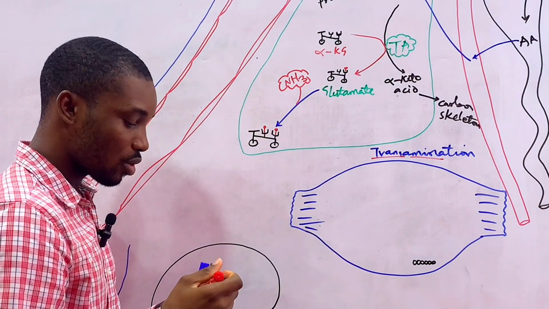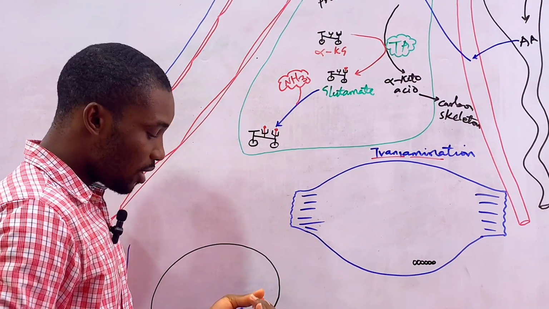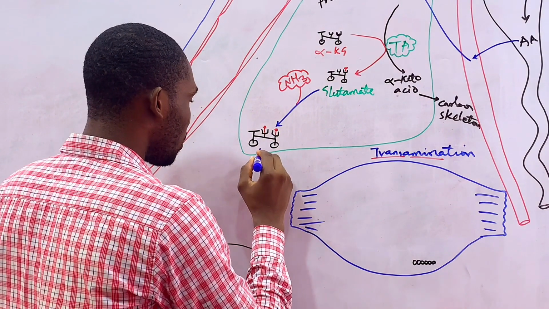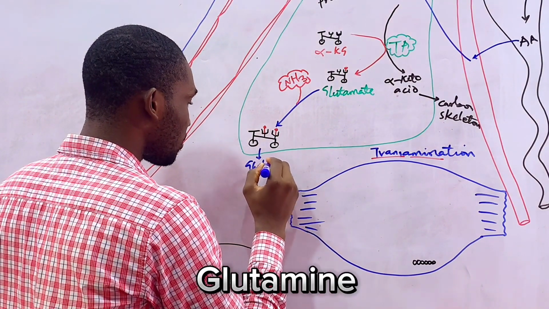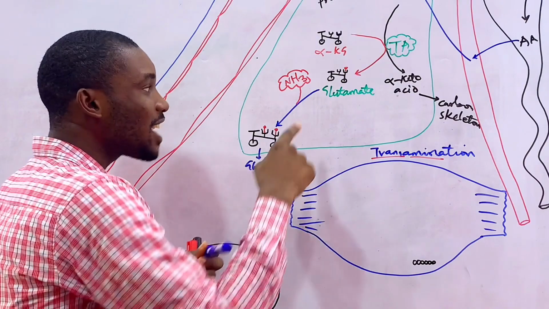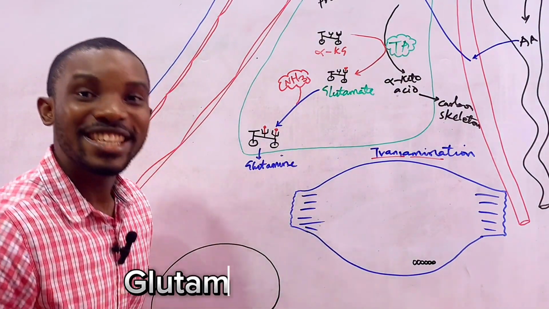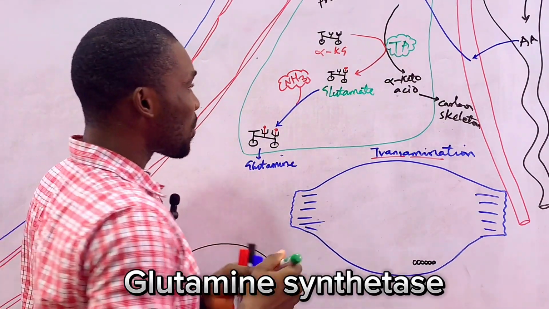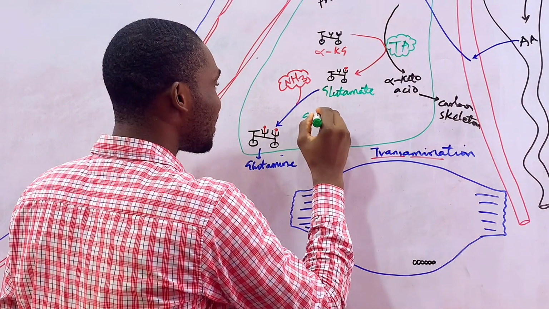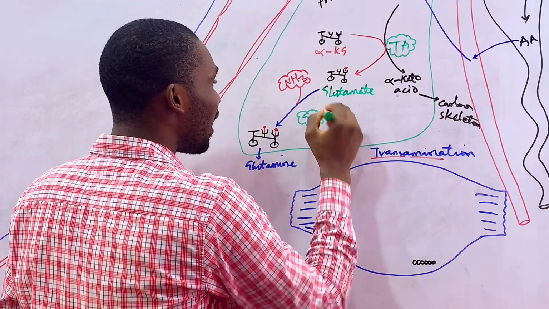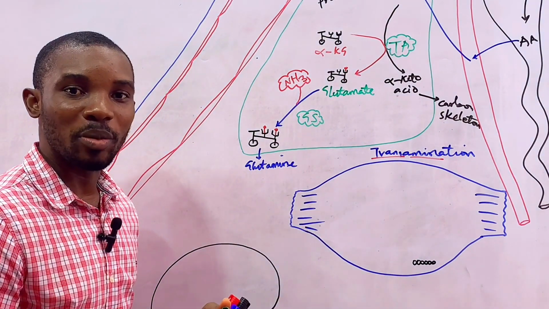Two amino groups. And then this would now be called what? Glutamine. And then the enzyme involved is what? Glutamine synthetase. Okay, so we have glutamine synthetase. And then whenever I hear synthetase, what comes to your mind?